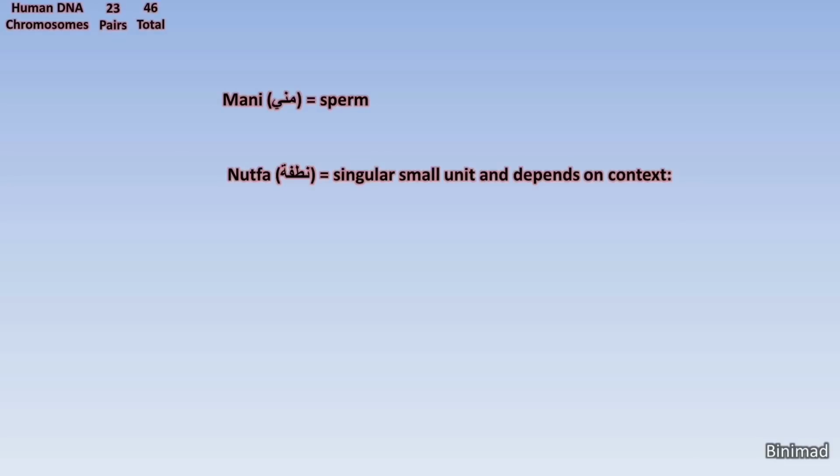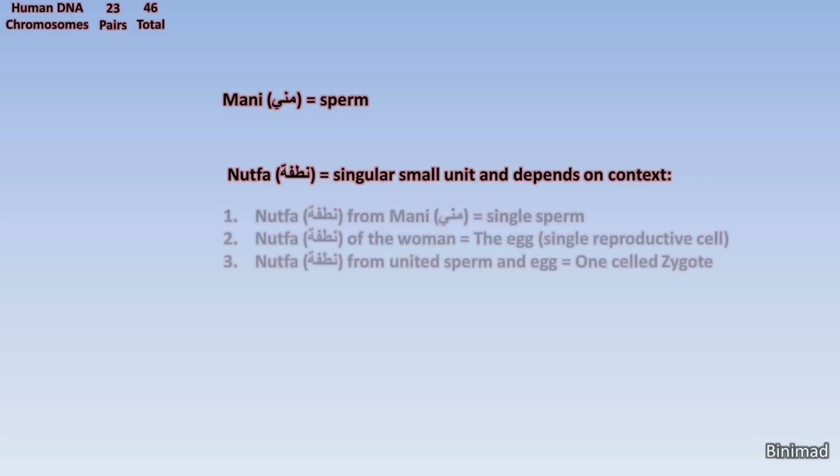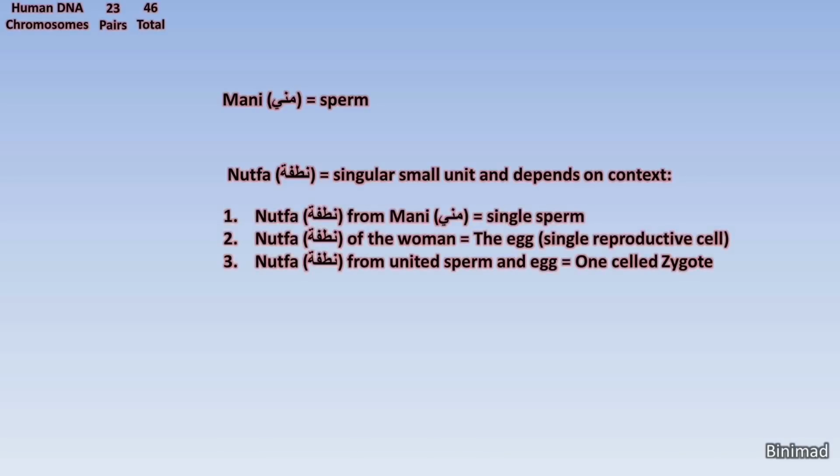Note, in the past before powerful microscopes, it was believed that the single form of nutfa with regards to mani, i.e. sperm, means one drop, but now it is clear and evident that the single sperm is the single sperm cell and not one drop. Anyway, as for mani, it is neither singular nor plural, for it is simply the noun for what the male emits as a whole. Basically, just keep in mind that if a nutfa is specified as being from mani, i.e. sperm, this makes it a single sperm cell.